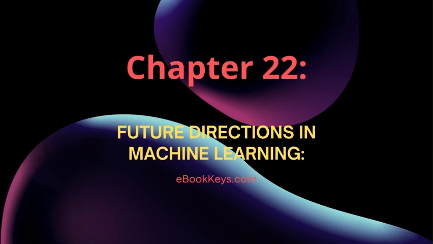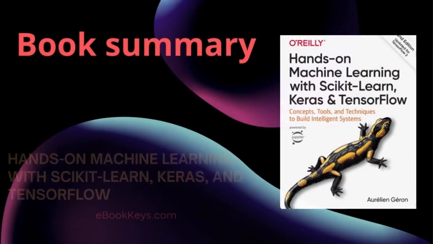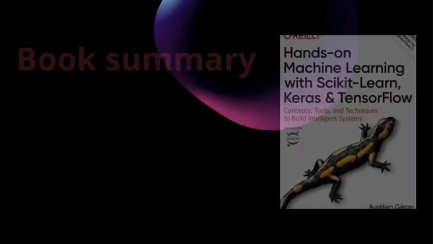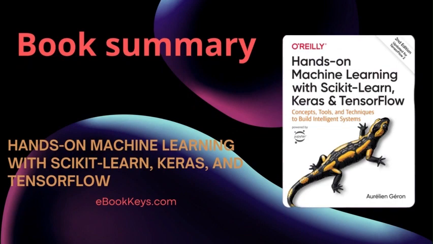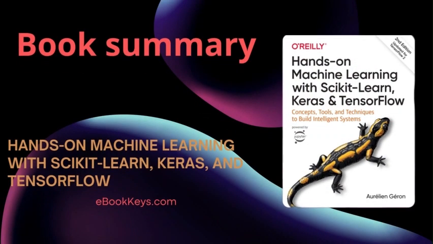Future directions in machine learning. The final chapter, Future Directions in Machine Learning, provides insights into the emerging trends and advancements shaping the field of machine learning. It explores topics such as deep reinforcement learning, meta-learning, explainable AI, and the integration of machine learning with other domains like robotics and healthcare.